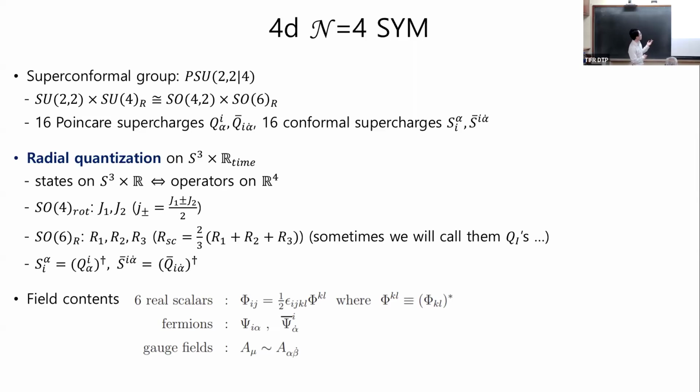And we will denote the Cartan charges of the SO(4) rotation symmetry on S3 as J1, J2. So this is nothing but the rotation on the 1-2 plane and the 3-4 plane. And we'll denote R1, R2, R3 as the Cartan charges of the SO(6) R-symmetry. Anyway, in the radially quantized setup, the conformal supercharges and Poincare supercharges are Hermitian conjugates of each other. And for the field content, we have six scalars, fermions, and a gauge field. So this is the basic ingredient of N=4 super Yang-Mills.